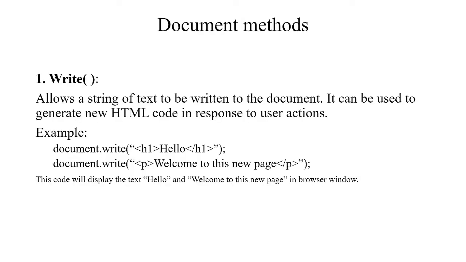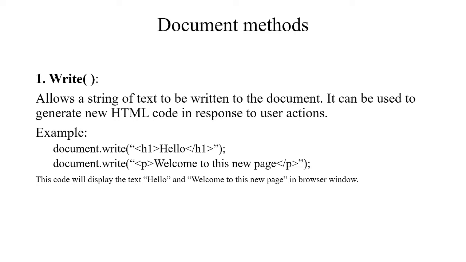The popularly used document object method is write or writeln. This enables us to write to the document whatever string you have embedded. See here in this example I have presented document.write, and within the braces I have specified hello, kept in between the heading tag h1. So if this code is inserted in the JavaScript coding, then the browser window will display the text hello in h1 heading font size.